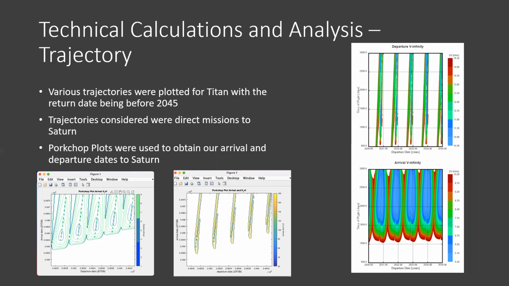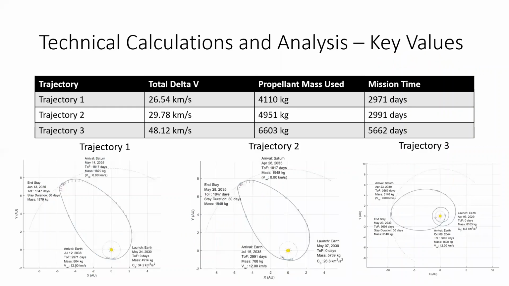These pork chop plots can be seen on the right and bottom, with the bottom ones being the ones we generated in MATLAB and the right ones being the ones generated using the web resource. Here are some of the key values that we found in order to figure out which trajectory was going to be optimal for us. It is important to note that our delta V for the final leg to Titan had to be calculated using MATLAB and the MATLAB code shown in the end slide.